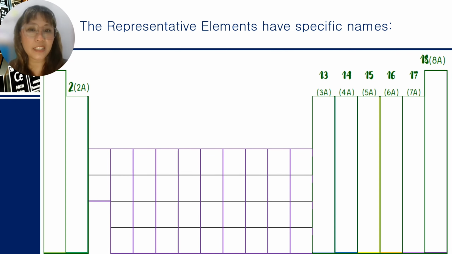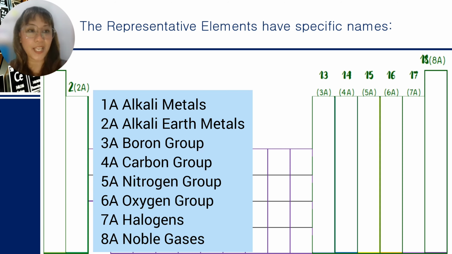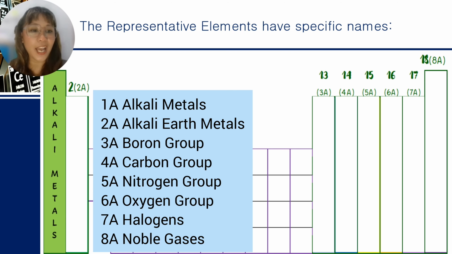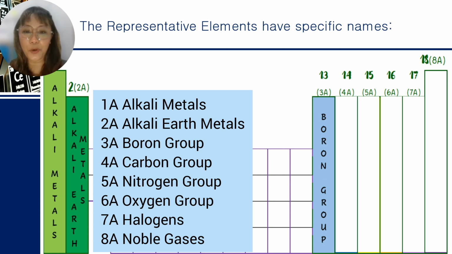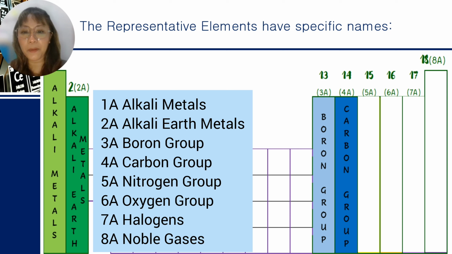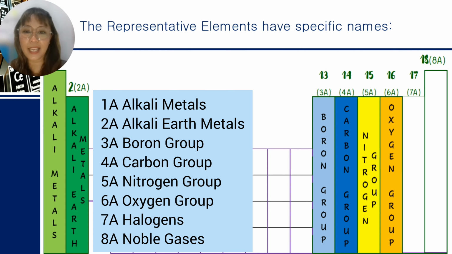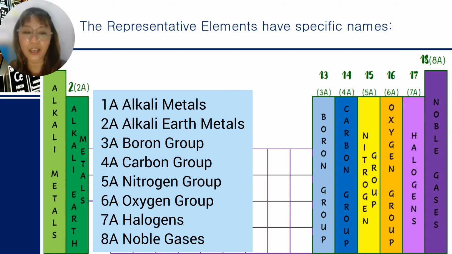The representative elements have specific names. What are they? 1A alkali metals, 2A alkaline earth metals, 3A are known as boron group, 4A carbon group, 5A nitrogen group, 6A oxygen group, 7A halogens, and 8A noble gases.